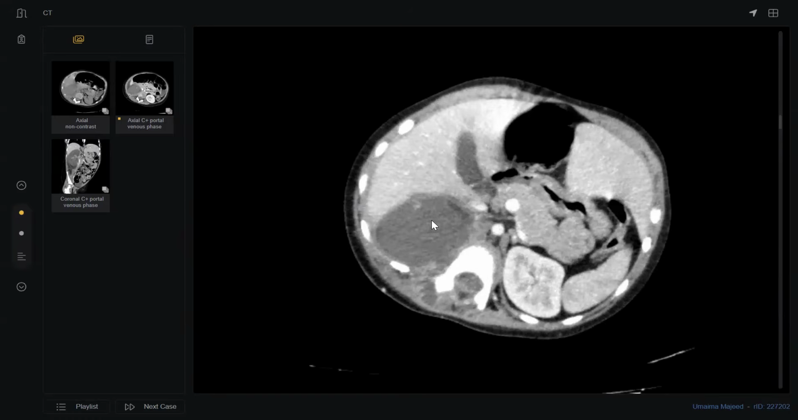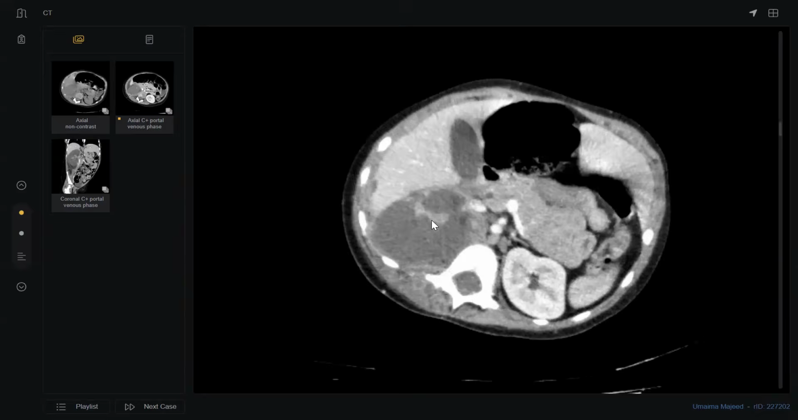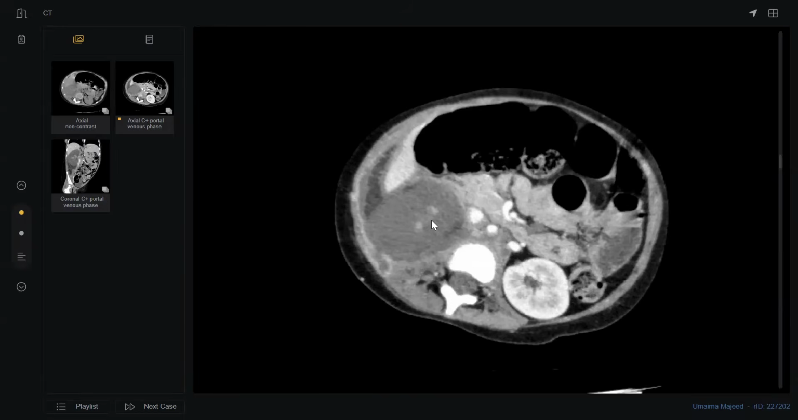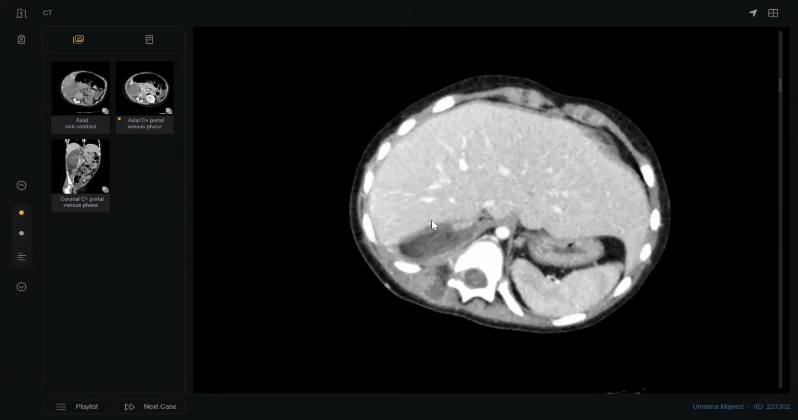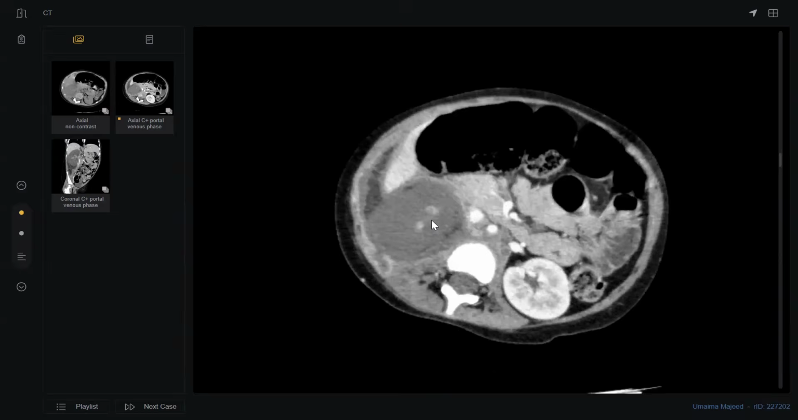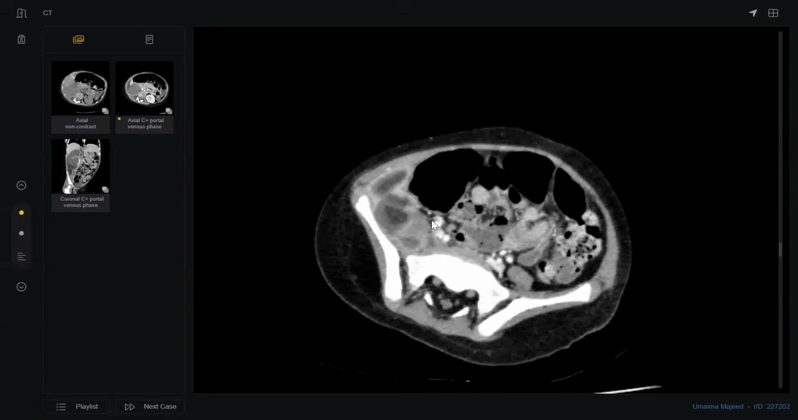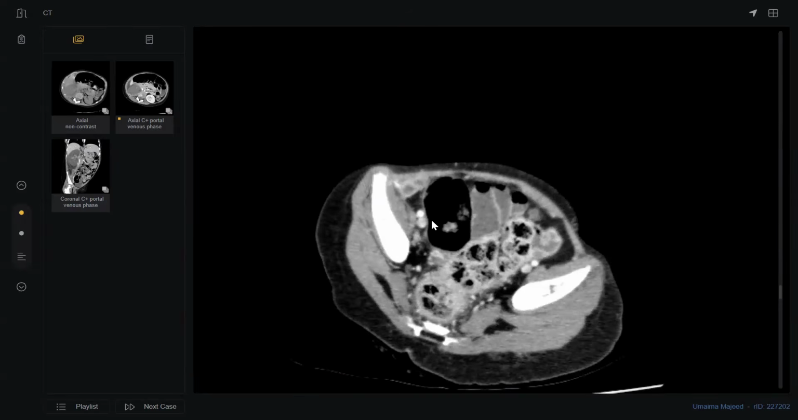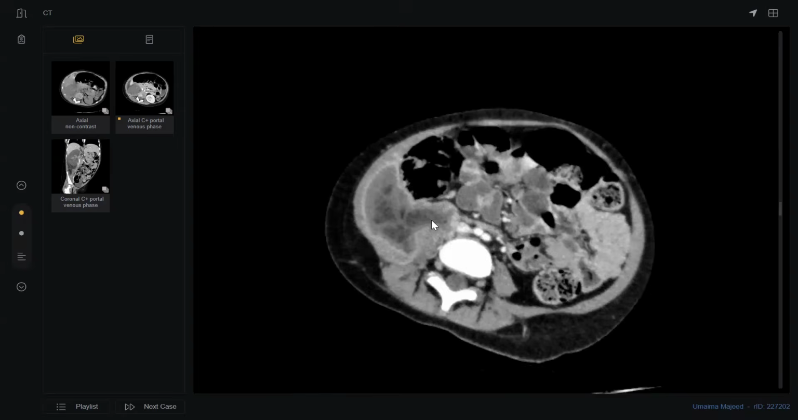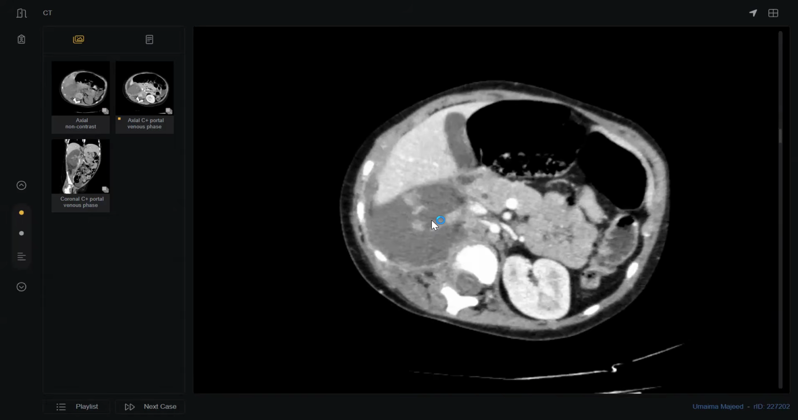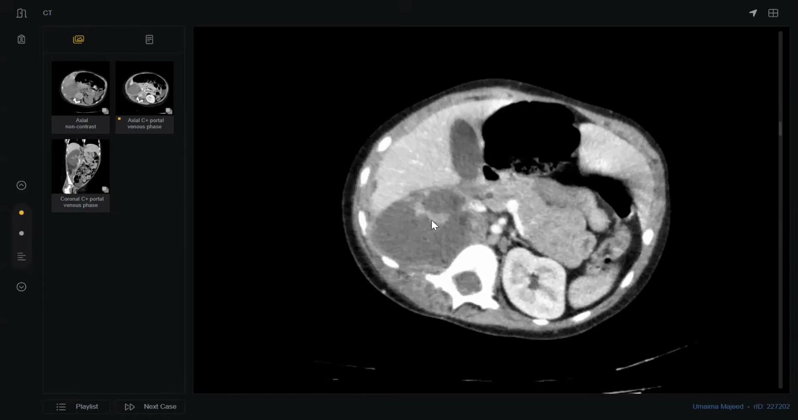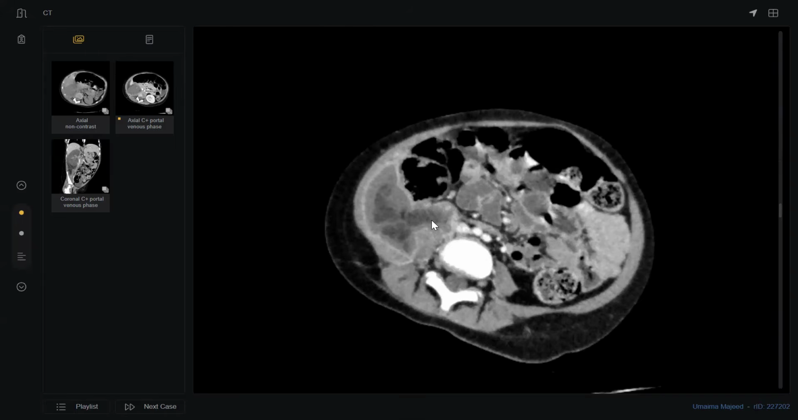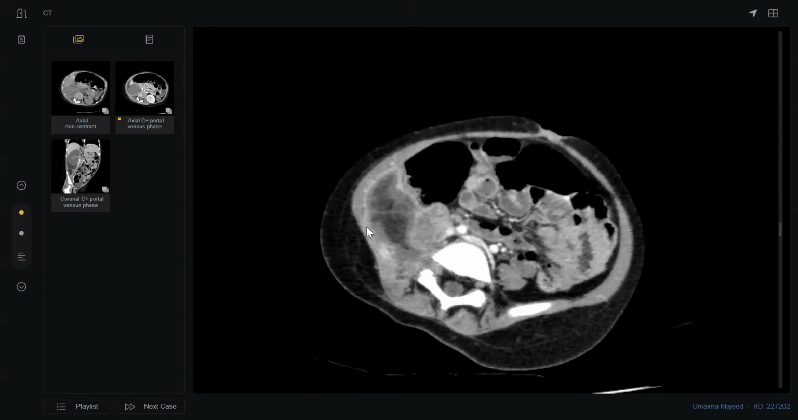This is the venous phase. There is a large hyperdense collection with suspicion of internal active hemorrhage. Yes, this is around the kidney. There is a large perinephric collection, peripherally enhancing.